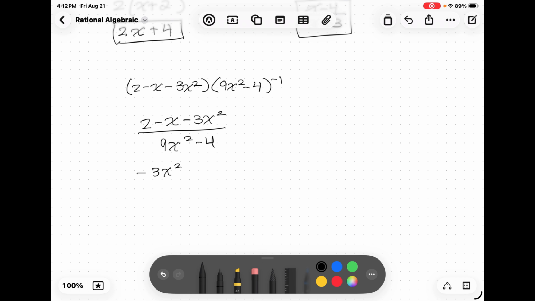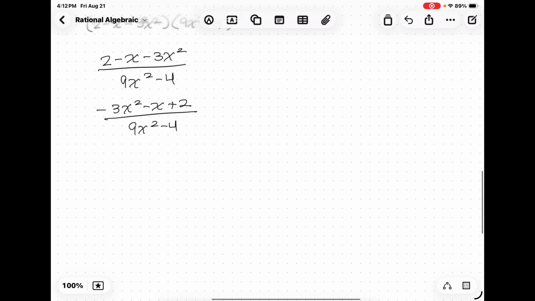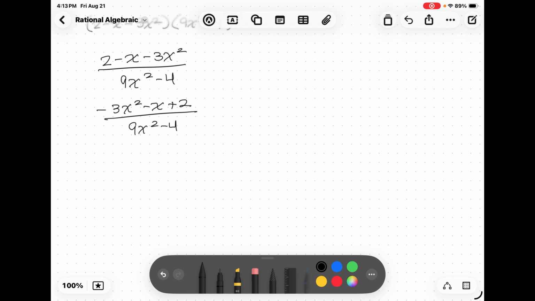Negative 3x squared minus x plus 2 over 9x squared minus 4. Okay. Let's look at factoring the numerator. Before I do the trinomial factoring, I might factor out the negative: negative 3x squared plus x minus 2. Hopefully you know how to do that, right? Factoring out a negative, and then you do the opposite on all the signs.